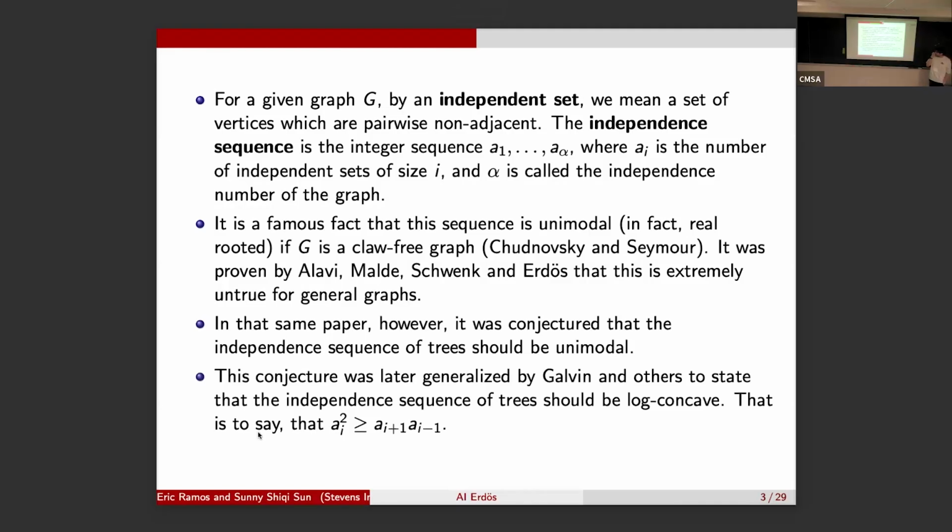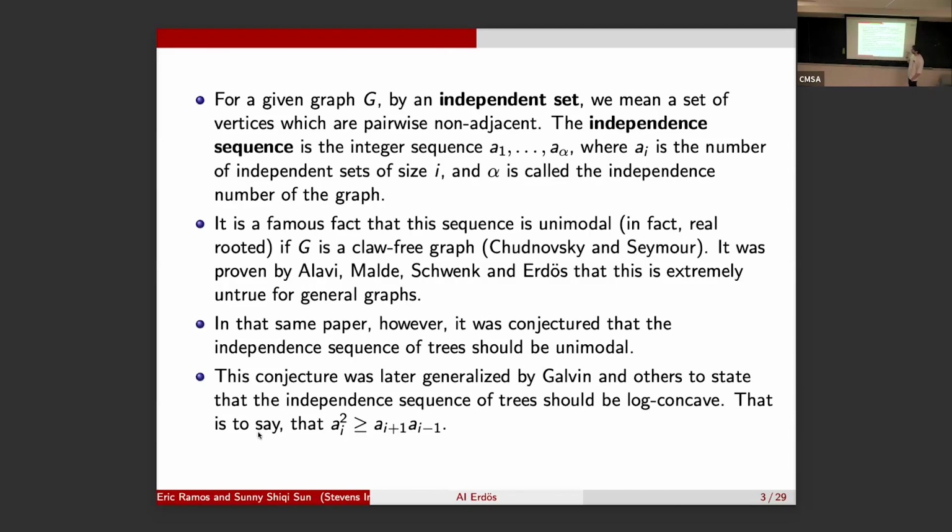This conjecture was later generalized by Galvin and others to state that the independent sequence of trees should be log concave. What I mean by that is that if you take any index i, A_i squared should be no smaller than the product of A_{i+1} and A_{i-1}. This is the log concavity condition, so-called because if you take the logarithm of both sides of this inequality, it becomes just concavity. All right, cool. So this is log concavity.